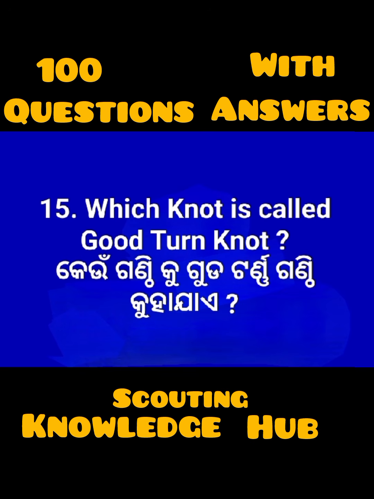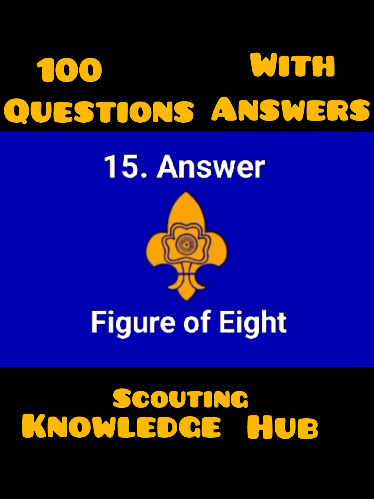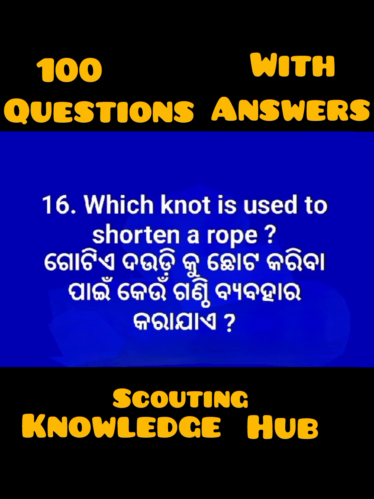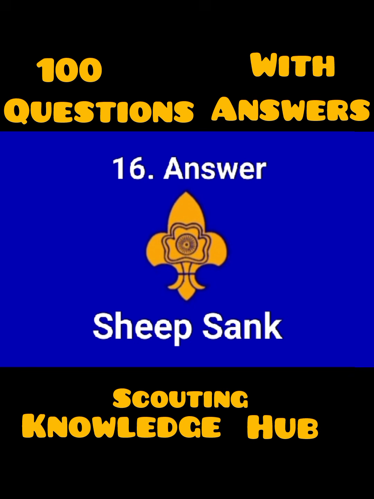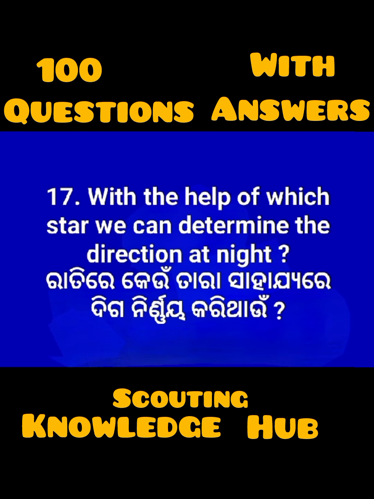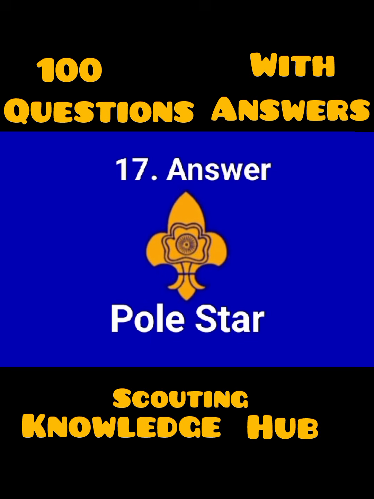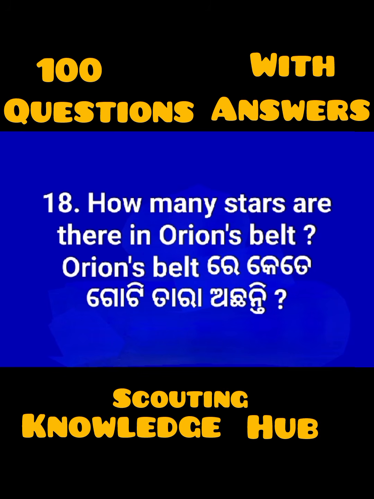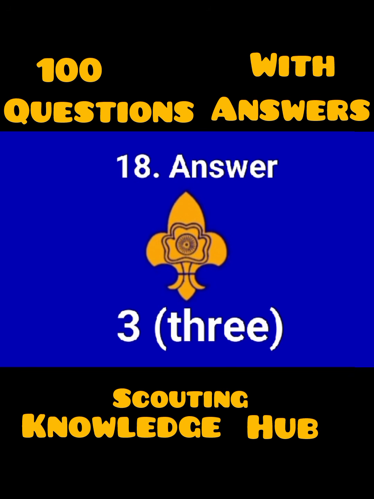Which knot is called good turn knot? Figure of 8. Which knot is used to shorten a rope? Sheepshank. With the help of which star we can determine the direction at night? Pole star. How many stars are there in Orion's belt? 3 stars.